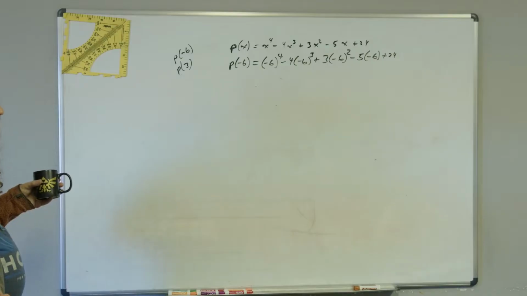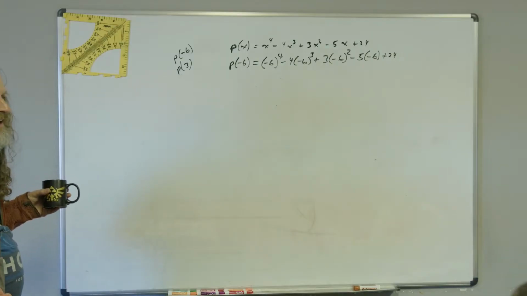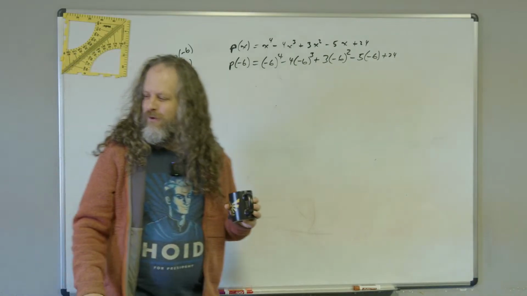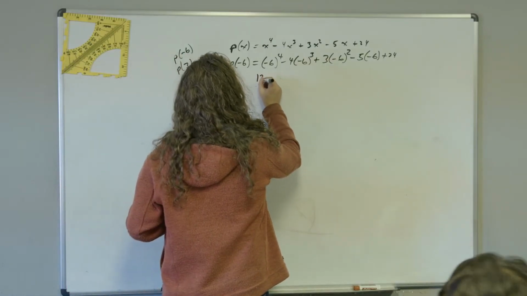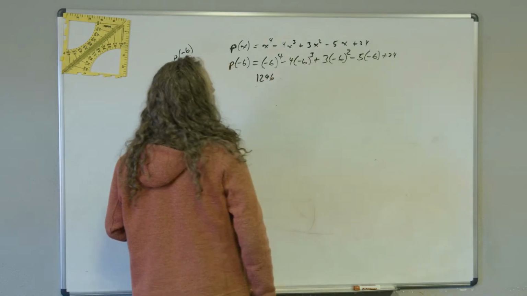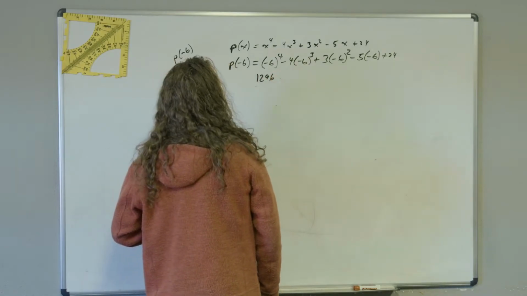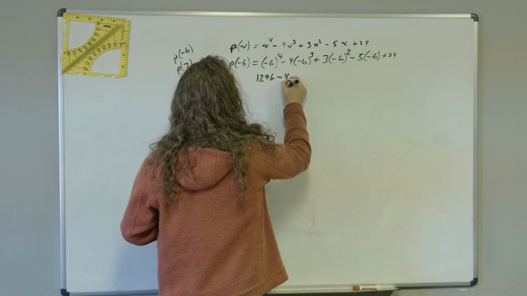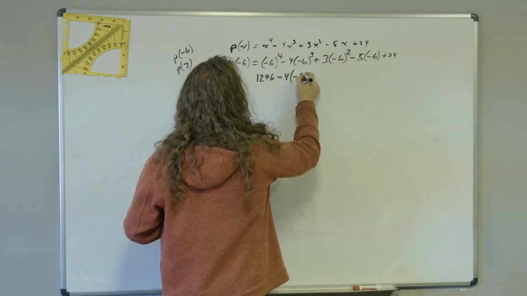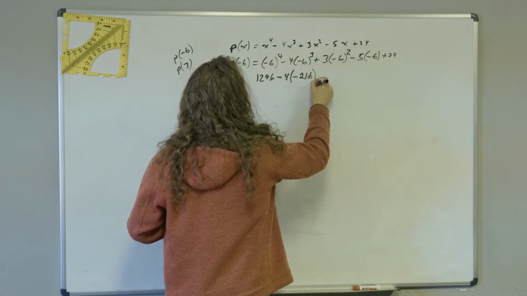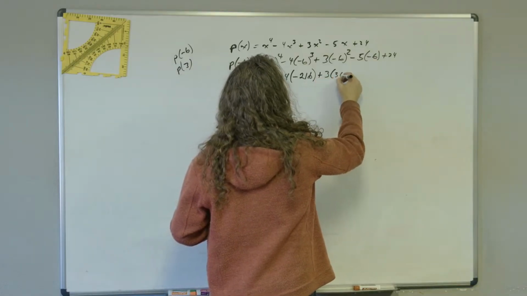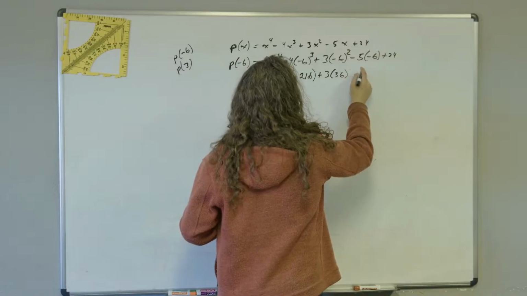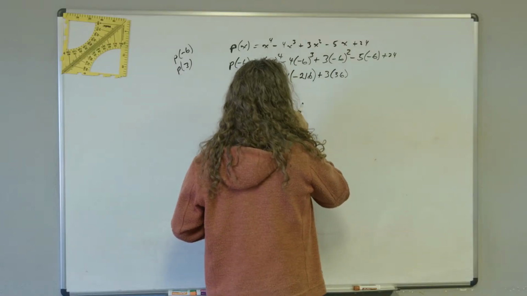TI-84. Great, pull it out and use it. It does multiplication and exponents. What did you say? 1,296. What is -6 cubed? -216. What is -6 squared? 36. What's -5 times -6? 30.